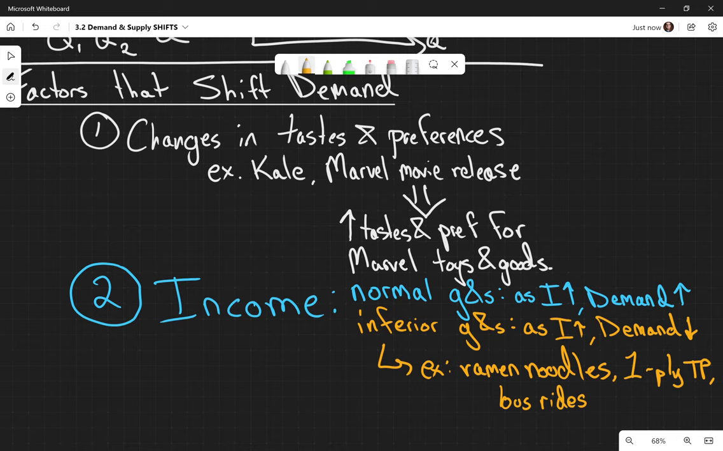So again, income is pretty straightforward. As we make more money, we're going to demand more of stuff at any given price. But if it's one of these special kinds of goods called an inferior good, then we actually find that the demand decreases. It flip-flops and does the opposite. Questions on taste and preferences or questions on income, and the impact they have on demand? Pretty straightforward.